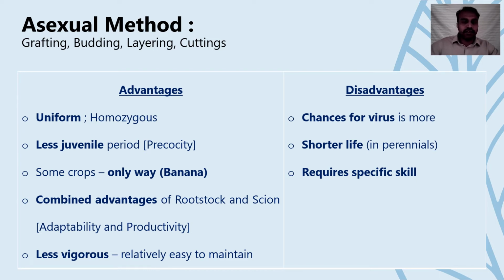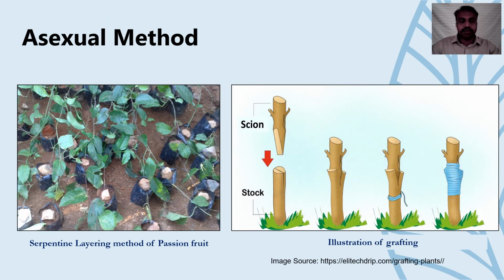And they have a relatively shorter life in the case of perennials. Like, a seed-propagated tree stays for about 50-60 years, while the same crop, if propagated by the sexual method, might live for 10 or 15 years while being productive. And these methods of grafting, budding, and sometimes layering might require a specific skill to do.